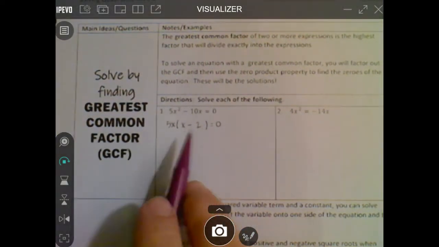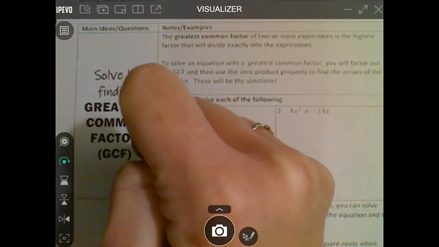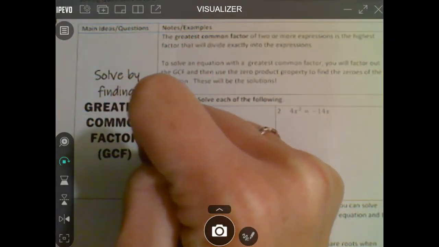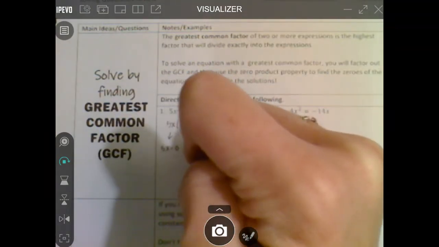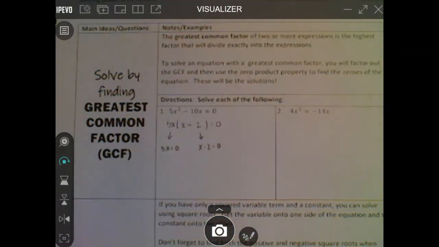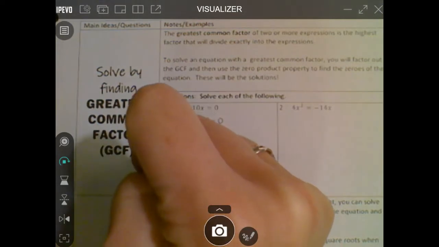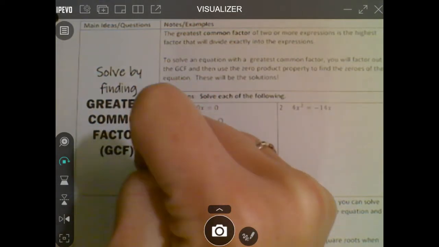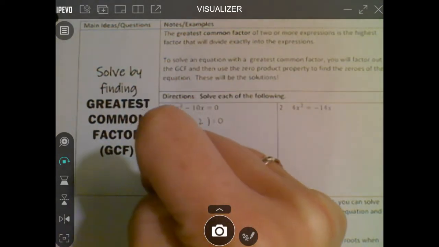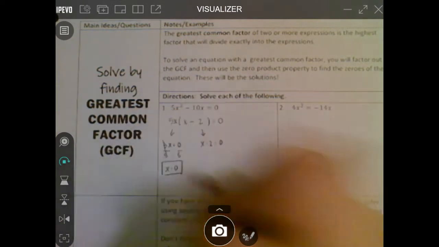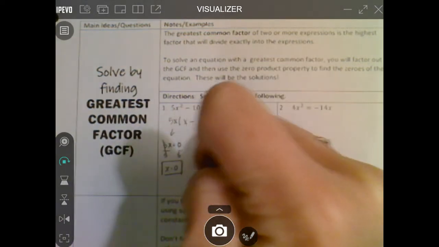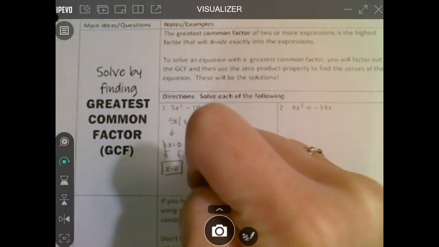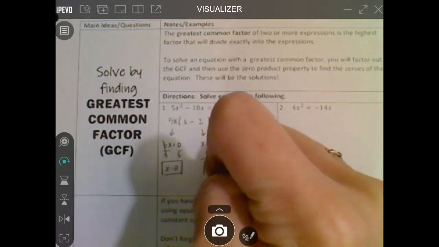And then from here, once we have our factors, we're going to use our zero product property, which tells us that we can separate each of our terms and set them each equal to 0, and then solve them each in their own equation. So I can divide this one by 5, and this is going to give me an x value of 0, which is my first solution. And then I can add 2 to this one, which is going to give me x equals 2 for my second solution.